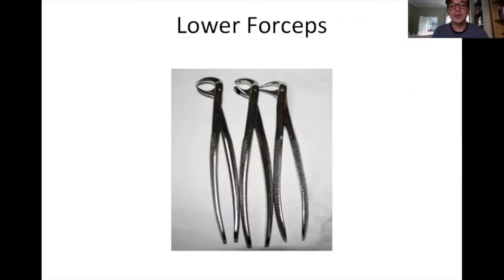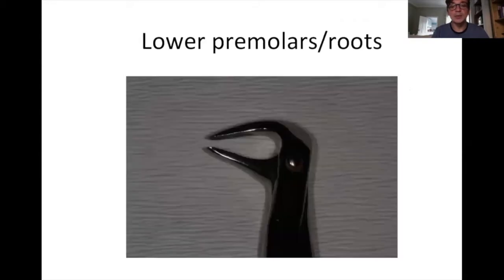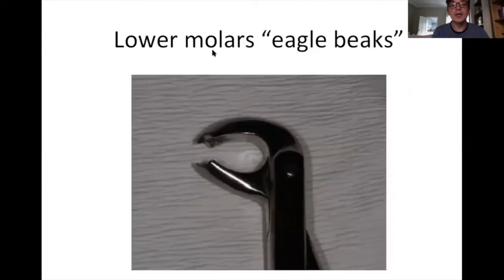Lower forceps, so they have a beak, and they're slightly easier than upper. So that's lower premolar, tooth and roots. Lower molar, eagle beaks, basically. They have beaks on both cheeks because lower molars have only 2 roots, so the beaks go into the bifurcation in there.